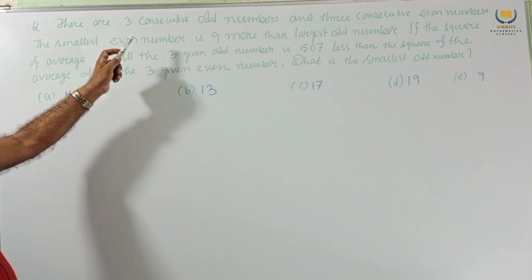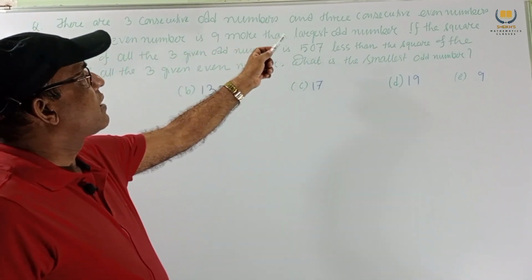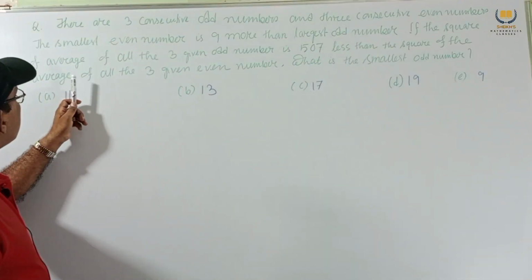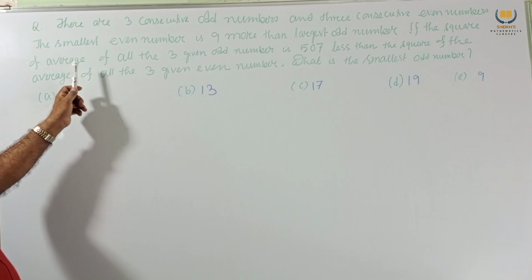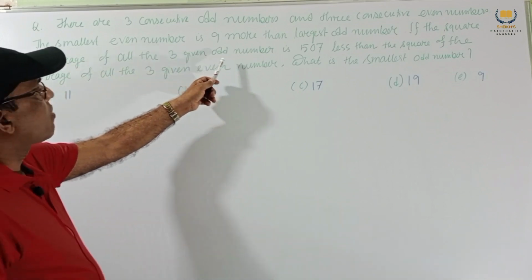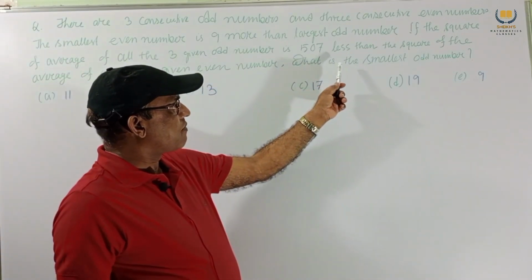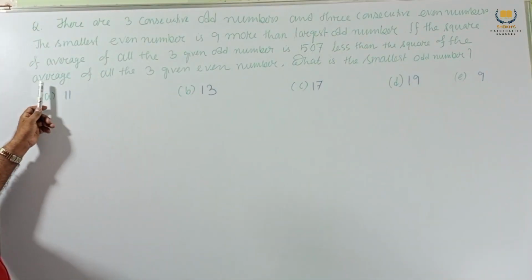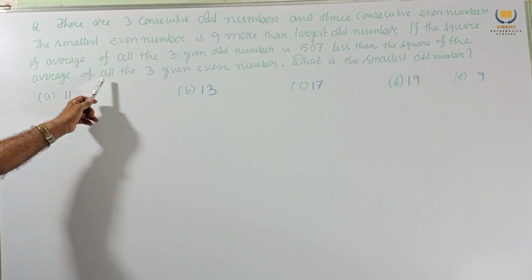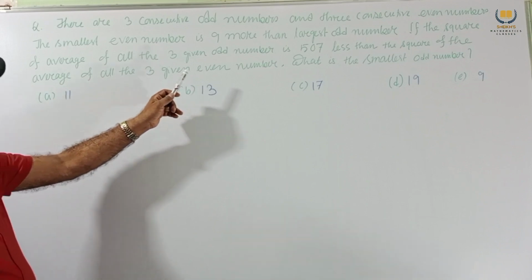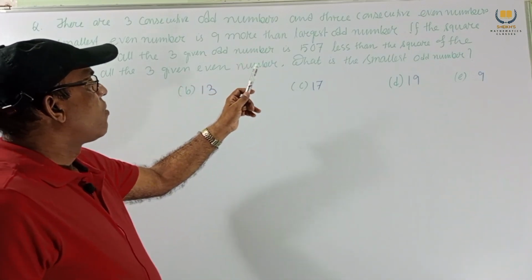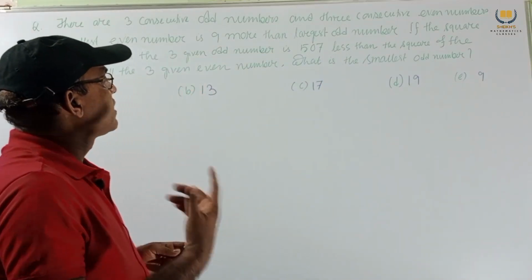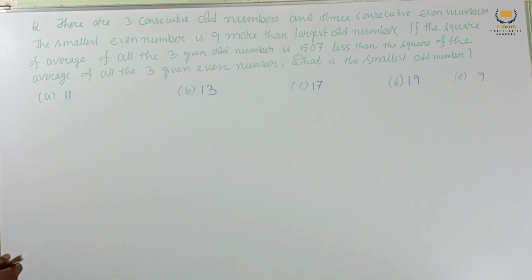The smallest even number is 9 more than the largest odd number. If the square of the average of all three given odd numbers is 507 less than the square of the average of all three given even numbers, what is the smallest odd number? This is the problem. Three consecutive odd numbers and three consecutive even numbers are given.